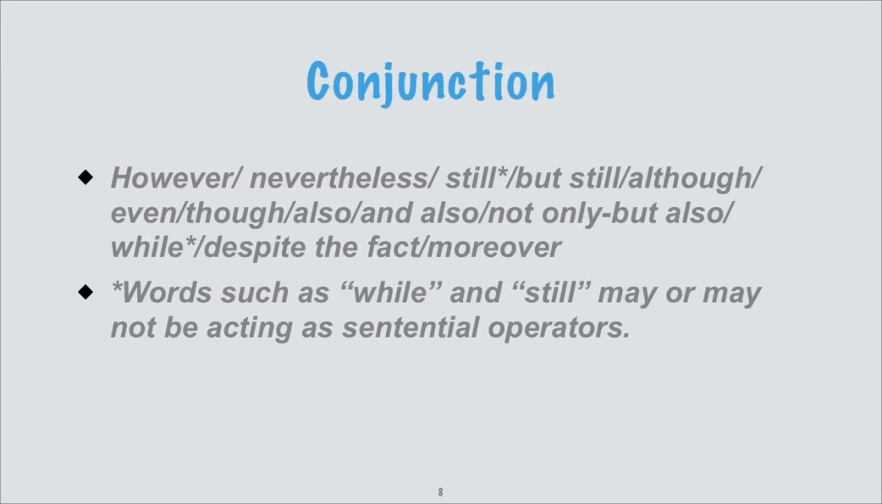So for the conjunction, conjunctions are represented when you have an and statement, right? The conjunction, remember, is the and, the dot. However, nevertheless, still, but still, although, even though, also, and also, not only but also, while, despite the fact, moreover. Now, it should be noted that some of these can sometimes be a connective and sometimes aren't. As you note here, while and still may or may not be acting as a sentential operator. I want to look at those briefly just to show how they might not be working as connectives. But when you see the other words, aside from while and still, most of the time they will represent the conjunction. That indicates to you that I should replace that word, the word that I would circle, for example, with the dot.